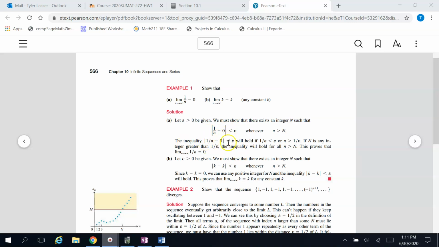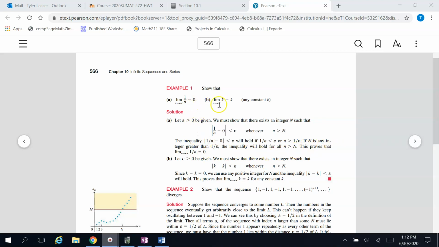The inequality, this, will hold if, so this is just dropping the absolute value and getting rid of that 0, 1 over n is less than epsilon. Then what we can do is we can multiply the n over and divide the epsilon over and get n is greater than 1 over epsilon. And this is pretty much it, and we're done with the proof. If you give me an epsilon, all I have to do is pick an index value that is greater than 1 over epsilon, and then my sequence values are going to be within epsilon of the limit. So if n is any integer greater than 1 over epsilon, the inequality will hold.